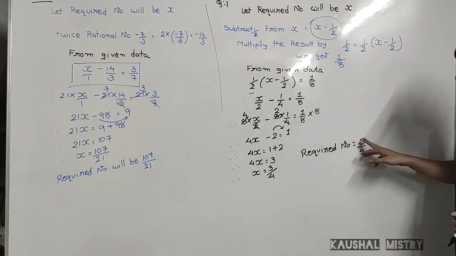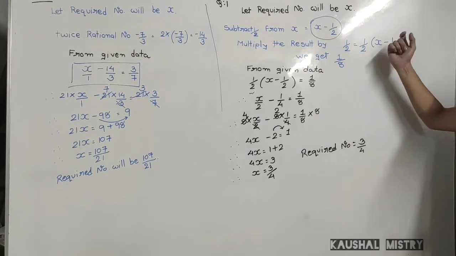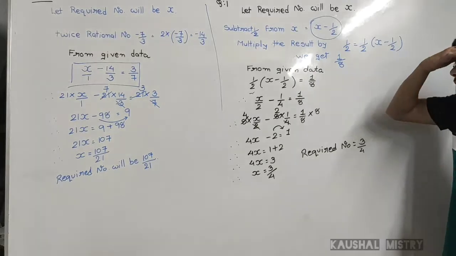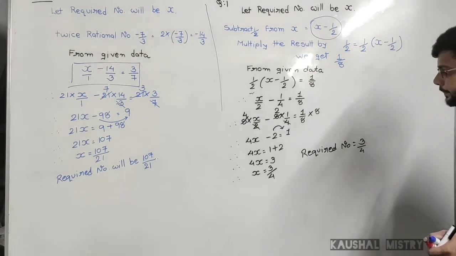So if we subtract 1 by 2 from 3 by 4, 3 by 4 minus 1 by 2, and then multiply by 1 by 2, we will get 1 by 8, right?